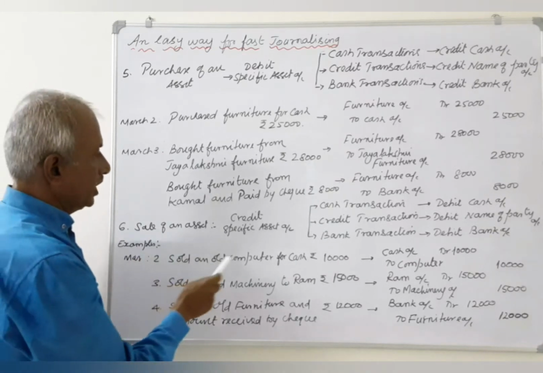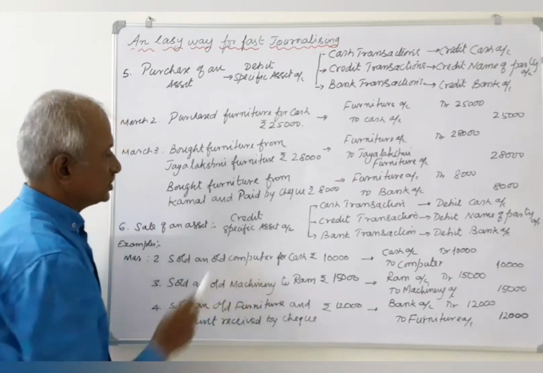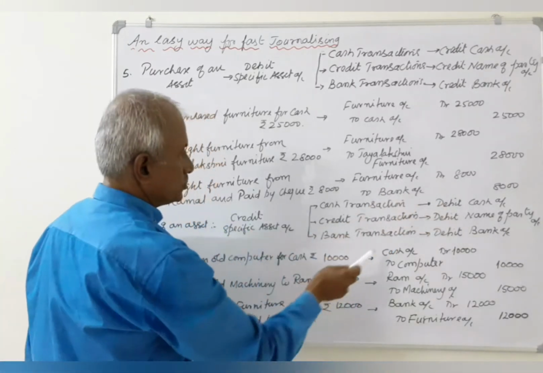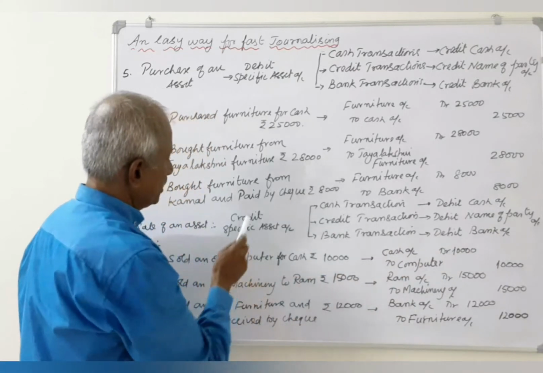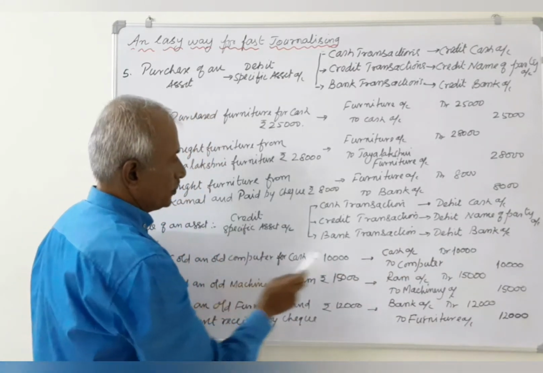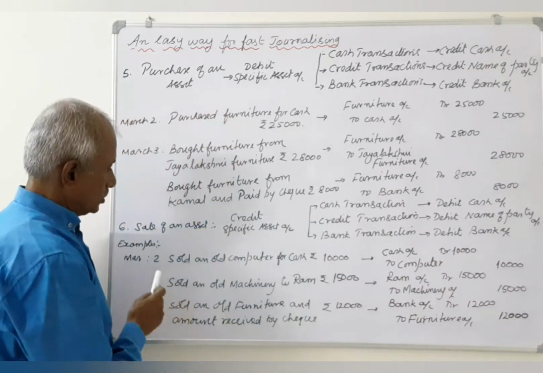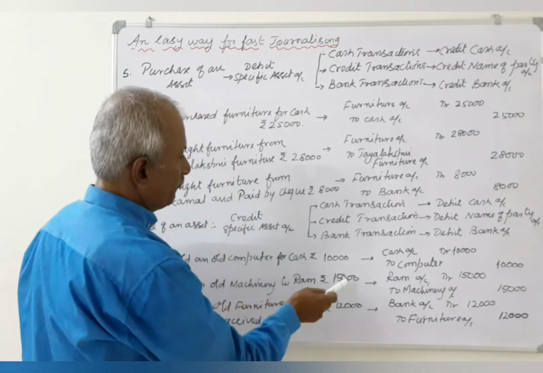March 2nd, sold an old computer for cash. This is a cash transaction. Debit cash account. So cash account debtor 10,000. Credit specific asset account, computer. So to computer 10,000.